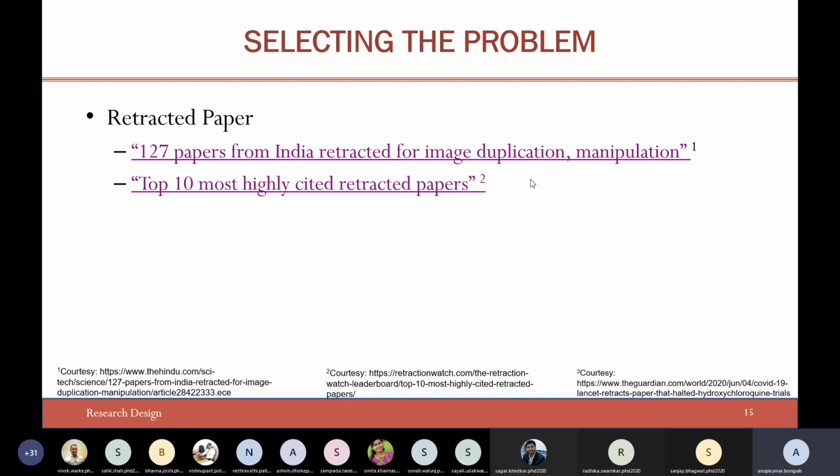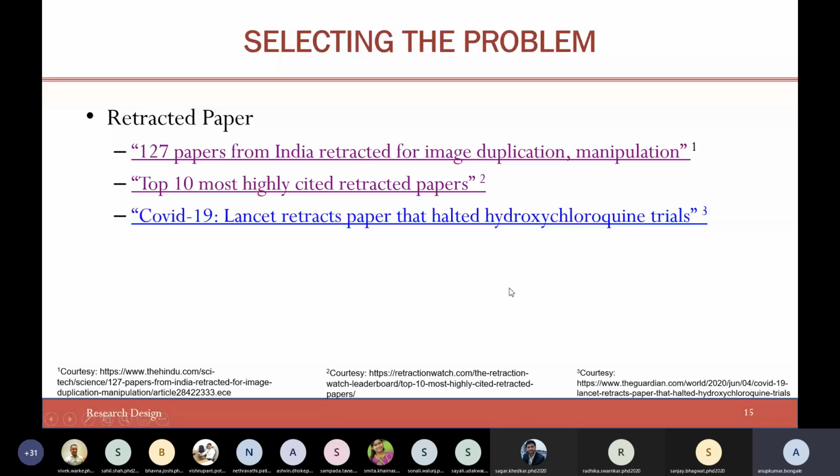You can see such well recognized good papers, of course, from a medical background. If you are keen, then you will also find some research papers from your own area. Coming back to one more important thing, this I felt very Lancet. Lancet retracts the paper that halted hydroxychloroquine trials, right? It is with reference to COVID-19.